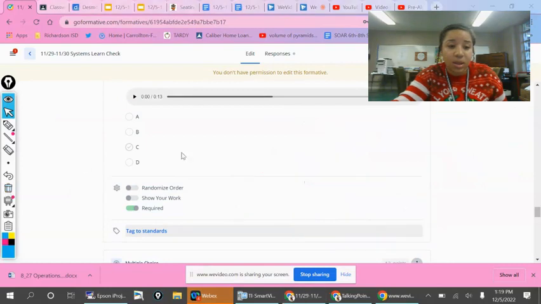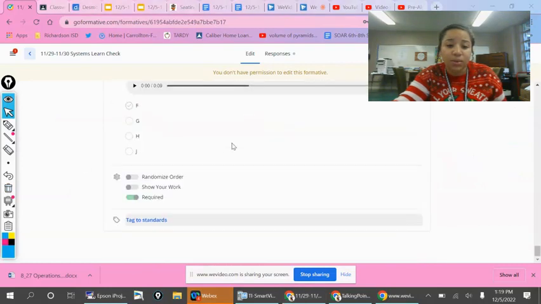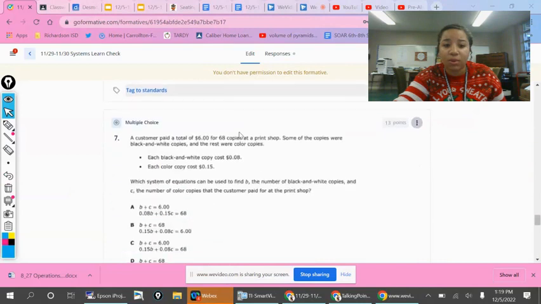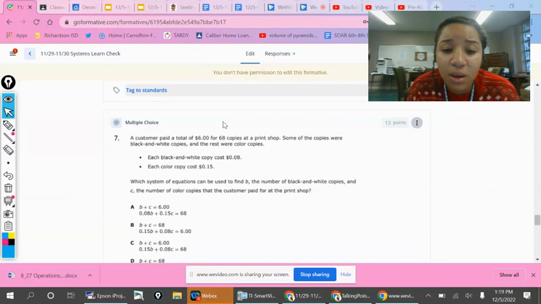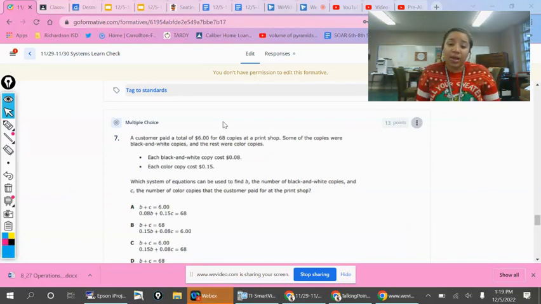All right. Last but not least, I believe we have 2 more questions. Hopefully I can get through it before the bell rings. All right, so a customer paid a total of $6 for 68 copies at the print shop. Some of the copies were black and white and the rest were color copies. Each black and white copy cost 8 cents, and each color copy cost 15 cents. These are real life prices. Which system of equations can be used to find B, the number of black and white copies, and C, the number of color copies that the customer paid at the print shop?